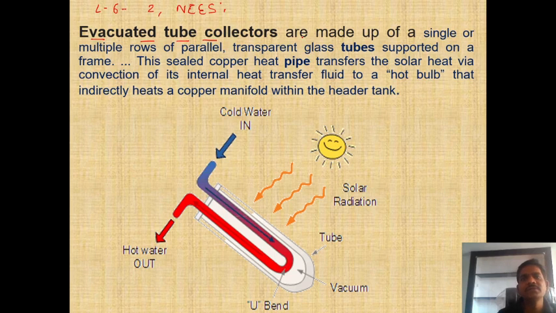Evacuated tube collectors are made up of a single or multiple rows of parallel transparent glass tubes supported on a frame. This sealed copper heat pipe transfers the solar heat with convection of its internal heat transfer fluid to a hot bulb that indirectly heats up a copper manifold within the heater tank. So today our discussion is on evacuated tubes.